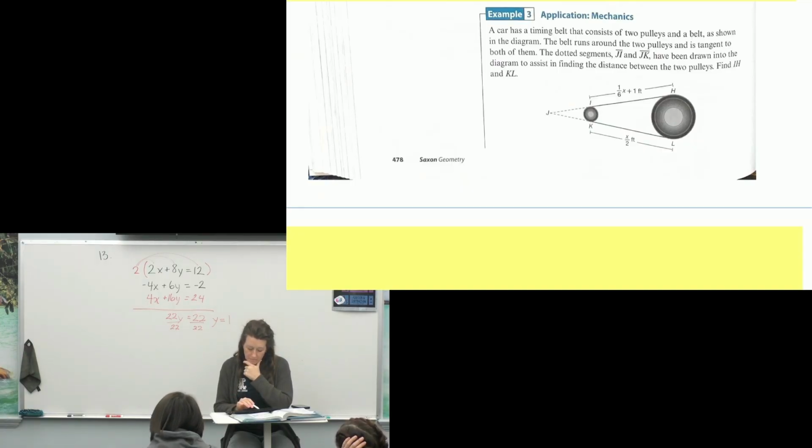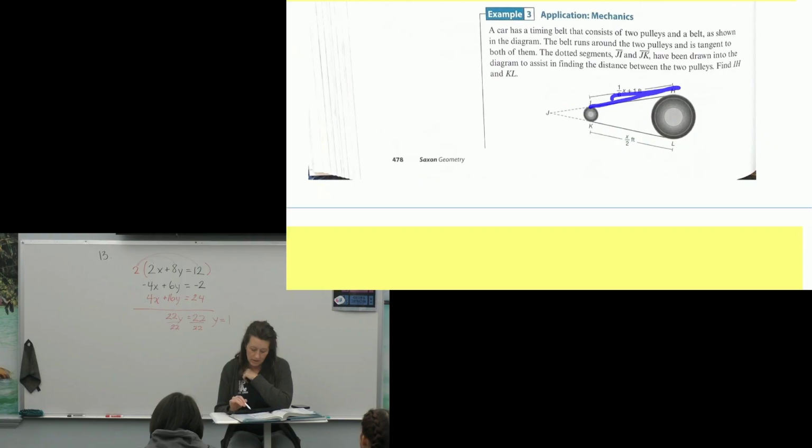The car has a timing belt that consists of 2 pulleys and a belt. Okay, so they've got these pulleys and a belt as shown in the diagram. The belt runs around the 2 pulleys and is tangent to both of them. Nice. The dotted segments JI and JK have been drawn to the diagram to assist the finding of the distance between the two poles. Find IH and KL.